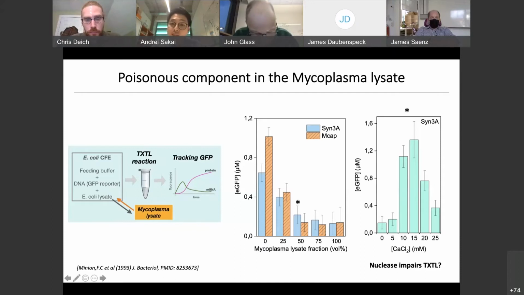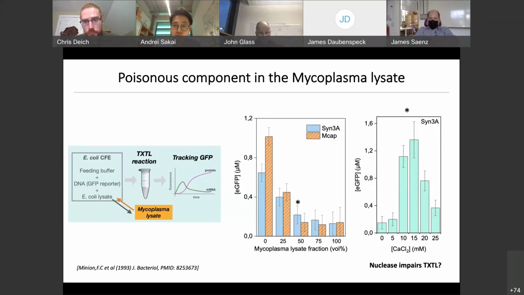So what we did then is we added calcium chloride into this system in which we have half mycoplasma lysate and half E. coli. And what we saw here is that we got a recovery of the GFP expression. So this indicates that probably the culprit of this disabled transcription and translation could be nucleases.